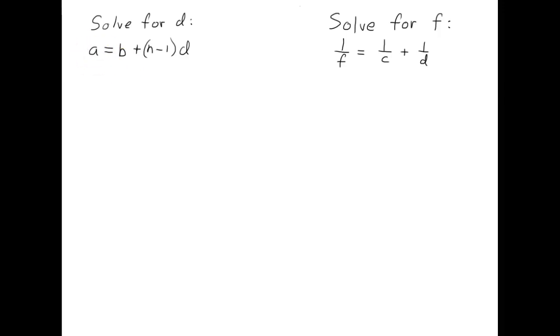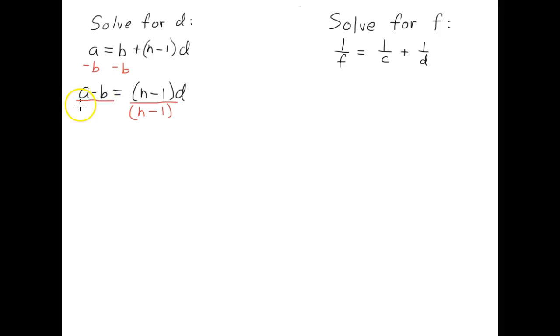Let's begin by subtracting b from each side. And that leaves you with a minus b equals quantity n minus 1 times d. And now we're going to divide by this quantity n minus 1 so that we get d by itself. Divide each side by n minus 1.